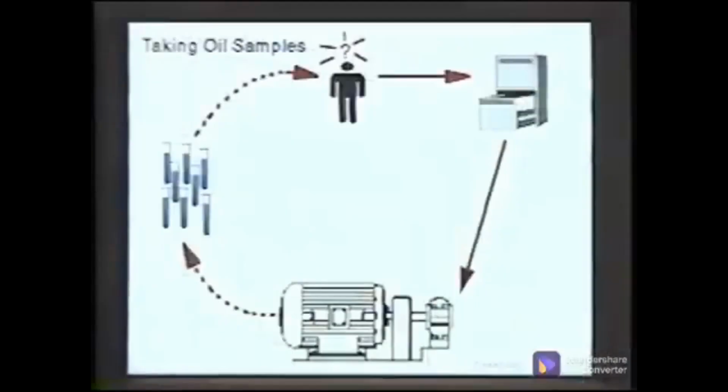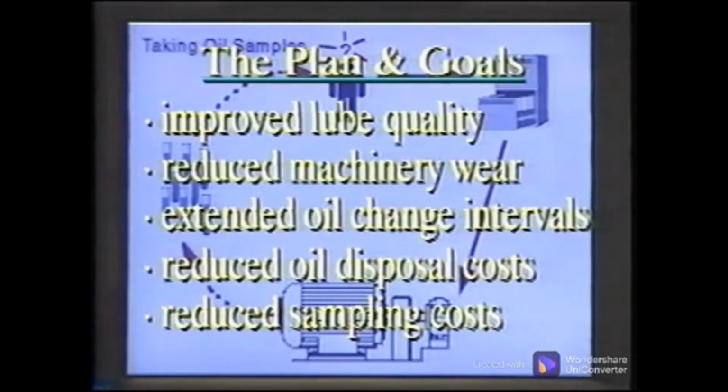To achieve these optimum results and avoid a meaningless loop, your plan must have a purpose with specific pre-planned actions for particular events that will lead to the goals of improved lubrication quality, reduced machinery wear, extended oil change intervals, reduced oil disposal costs, and reduced oil sampling costs.